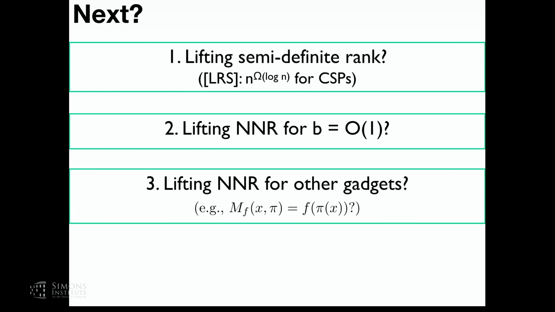I think the main open problem going forward is showing a similar result for semi-definite rank, for positive semi-definite rank. Here, the best lower bound is n to the omega log n, coming from the work of Lee, Raghavendra, and Steurer, but it's from completely different techniques. So there's nothing which is kind of bridging the two right now.